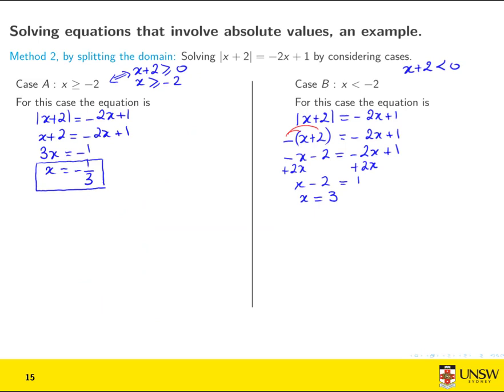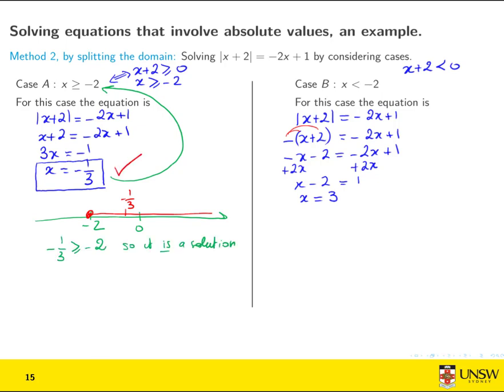You have to be very careful when you use this method. The calculations we've done in these columns are valid only if x is greater than or equal to negative 2. So here we've skipped one step, which is absolutely necessary. You need to check that the value you got is indeed in the correct range. And in that case, that would be your 0, that would be your negative 2. Your calculation is valid when you're on this side. And negative 1/3 is indeed in the correct range, so it is a solution.